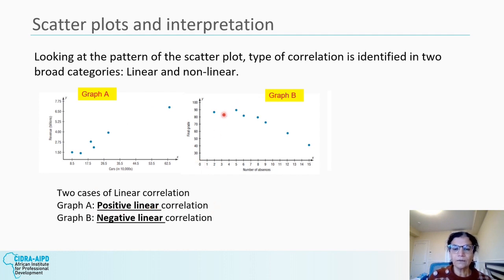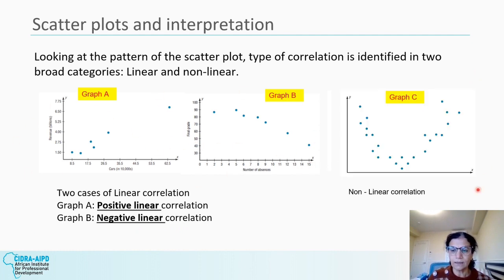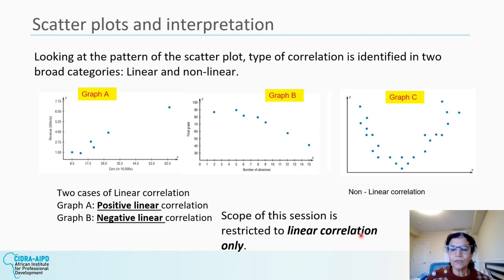But this one, it's a downward graph, negative gradient. So negative gradient or slope. So this is negative linear correlation. And a scatter plot which does not look like this, something like this. First part it is going downward, then going upward. It's very much different than the linear pattern. So this is non-linear correlation. So we are going to restrict our scope of this lesson to study linear correlation.